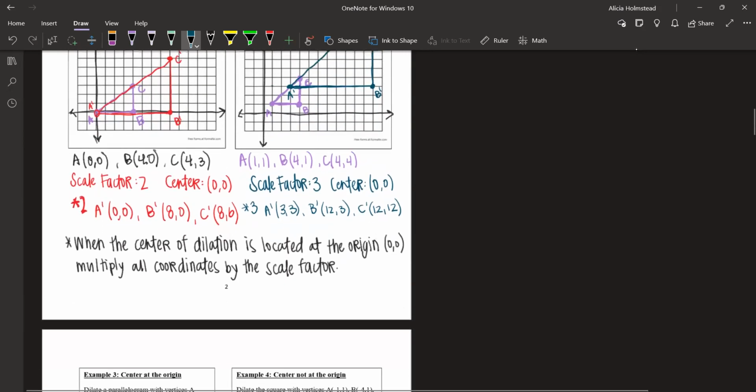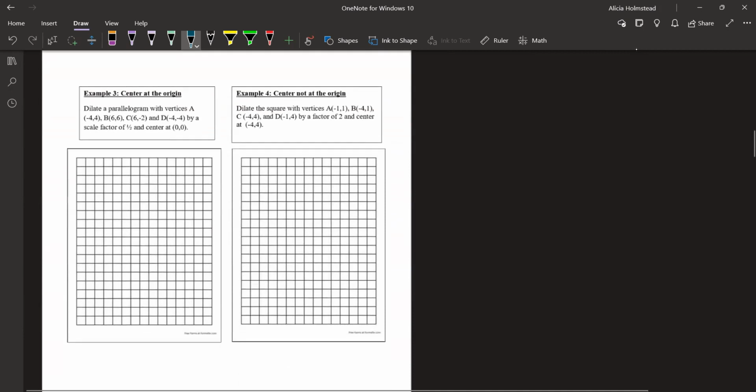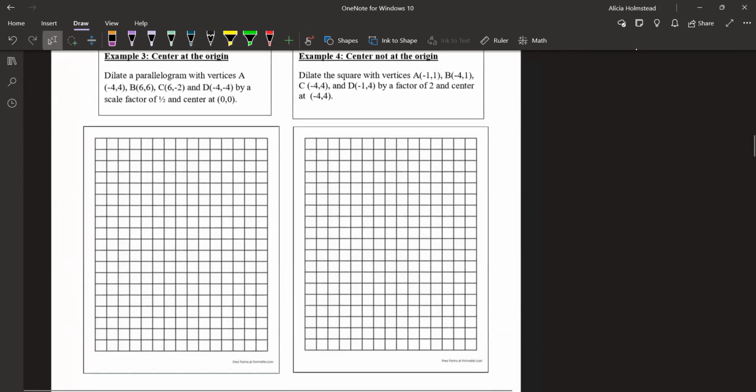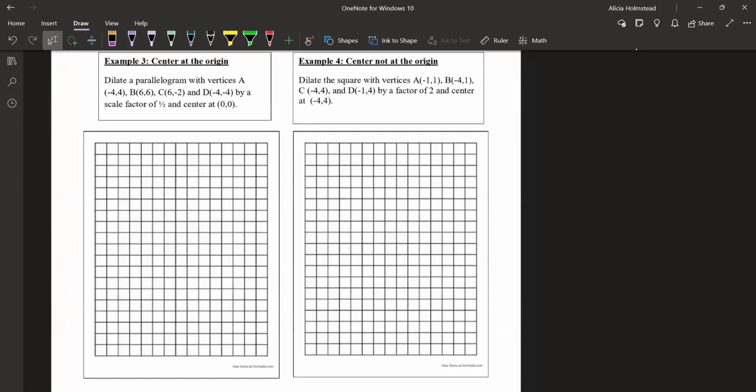Okay, so then we've got one more example where the center is at the origin. I'm going to ask the sub to pause the video here and let students work on this example for a couple of minutes to assess if this is really sinking in. And then we'll come back to the video and go over this example together.